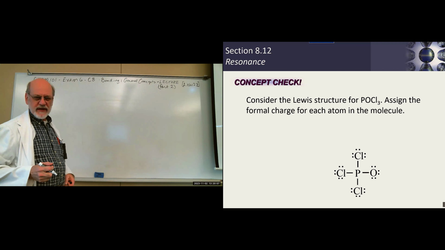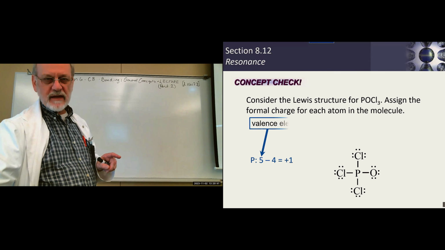POCl3. All right, I think it's animated, so let me just go ahead. Yeah, for the phosphorus, the free atom phosphorus has 5 electrons. How many are assigned to it in the molecule? Well, it has an octet, right? So it gets half of those single bonds. It's got 4 single bonds with 2 electrons each. So 1 electron from each bond belongs to phosphorus. That's 4 electrons. 5 minus 4 is plus 1. So phosphorus has a plus 1 formal charge.